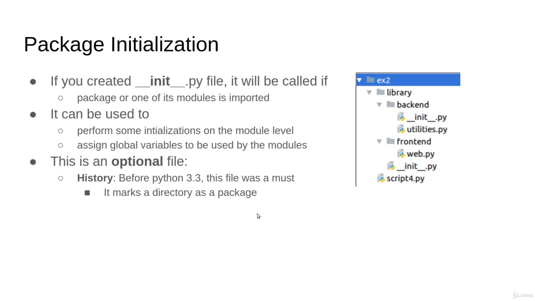Another concern is what we call package initialization. If you created an __init__.py file, this file will be activated and its code run in two cases. If you try to import a package, or you try to import one of its modules, then the file will be activated. For example, if someone imported the library as a package, then this init will be activated. If you try to import library.backend.utilities, this init will be activated. So the init file of the relevant package will be activated.